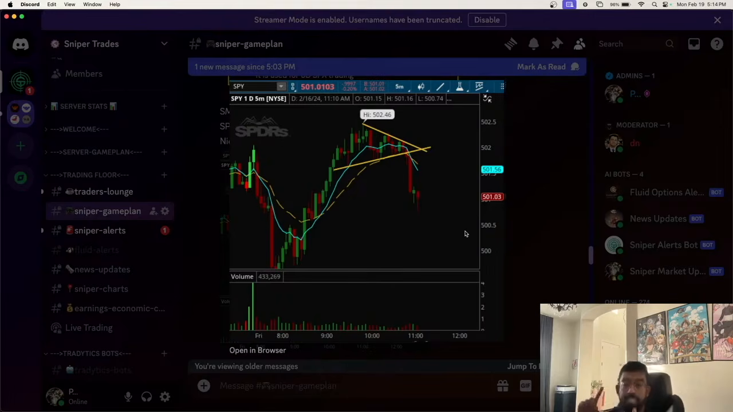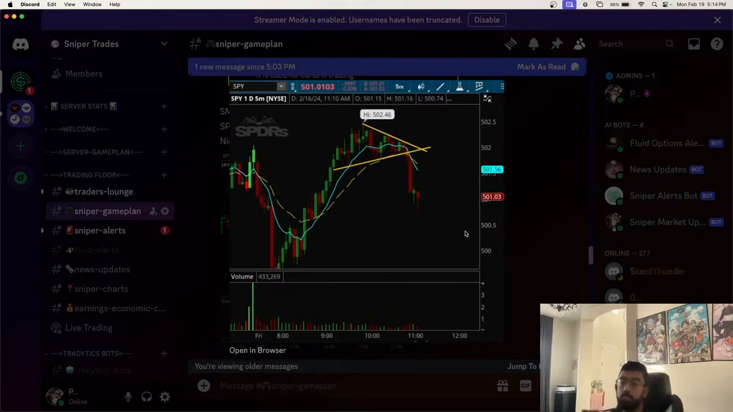So I'll at least scale out most of my position and hold some runners, or if I have a small account, I will just get out of the entire position, right? So that is essentially what you're trying to look for when you're looking at a lower time frame chart. You want to get in, get out. You have to be faster. You have to be ready to adapt yourself.